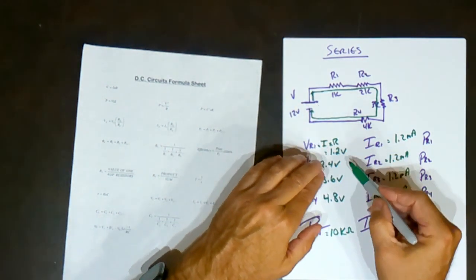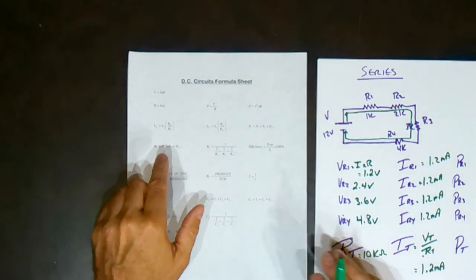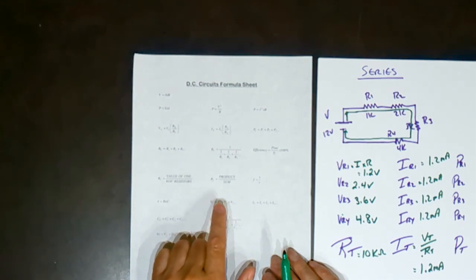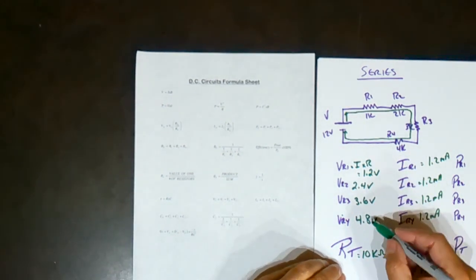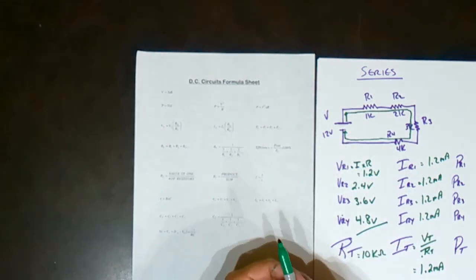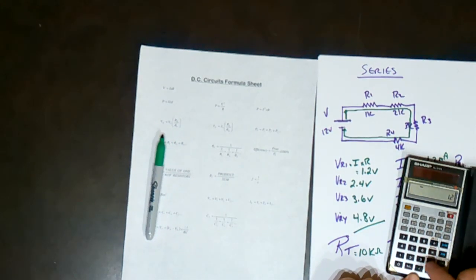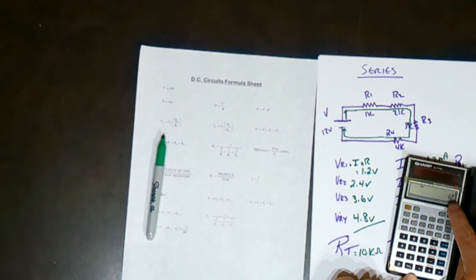Now, how do we know these numbers are correct? Well, we can go ahead and apply Kirchhoff's voltage law for a series circuit. If we add up all of these, we should get somewhere near the total. So we're going to do 1.2 plus 2.4 plus 3.6 plus 4.8 equals 12 volts.